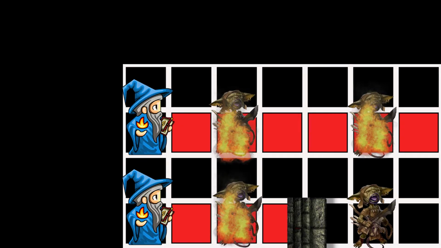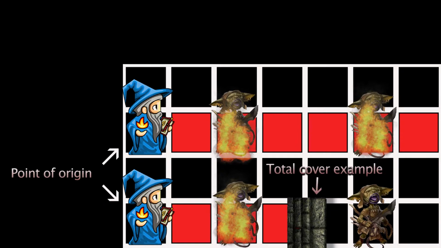It's pretty basic. It starts at the point of origin and it extends in a straight line. It will continue moving through targets and hit everything that isn't behind total cover, which means you can shoot at someone behind three-quarters cover and they still have to roll a saving throw or they get hit by it. This holds true for all the different area of effect types.